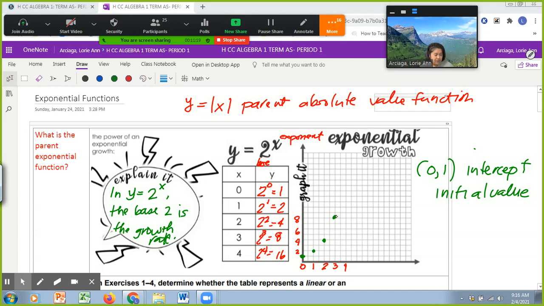Okay, so this is 4. Do I have space for 16? 10, 12, 14. Okay, so this will be 16 right there. Okay, so the shape now is actually a curve. There you go.